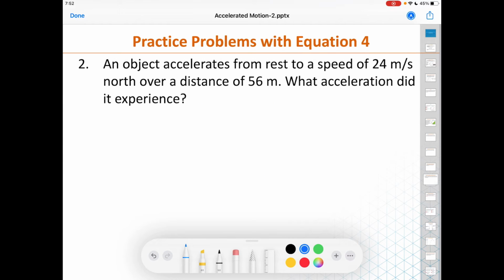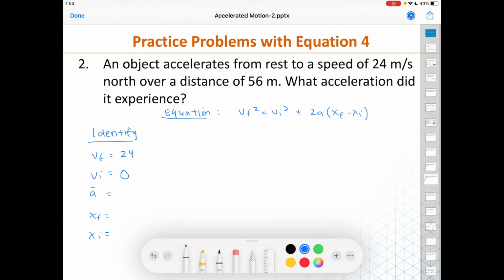Next, we have an object that accelerates from rest to a speed of 24 meters per second north over a distance of 56 meters. What acceleration does it experience? We have our equation. We need to identify the variables. We know the object starts at rest. That gives us 0 initial velocity. Then it goes to a speed of 24 meters per second north, which means the velocity is positive 24 meters per second. It asks us to find the acceleration. That's our unknown. Then it tells us it travels 56 meters. We're going to assume it started at 0 and it ends at 56 meters.